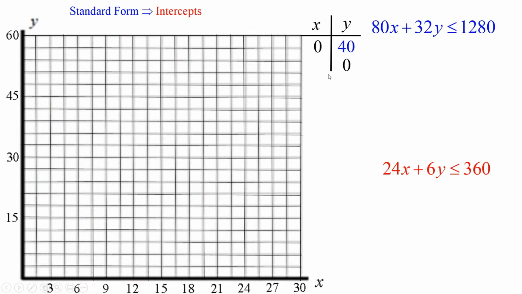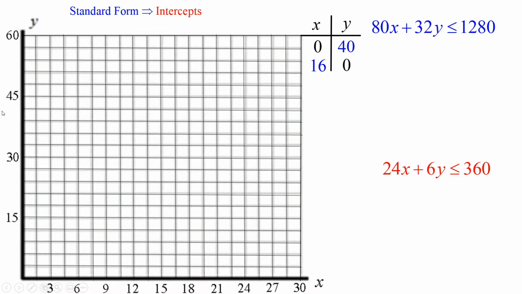What's the x-intercept? So now we let y equal 0. So if the y is 0, I have 32 times 0 is 0, and I'm left with 80 times x is 1,280. So to find the x, I divide the 1,280 by 80. 1,280 divided by 80 is 16. So the x-intercept is 16.